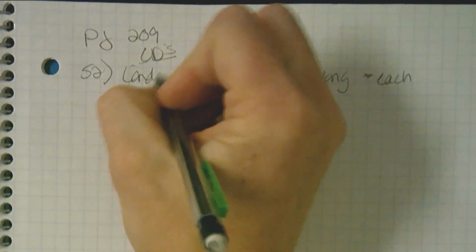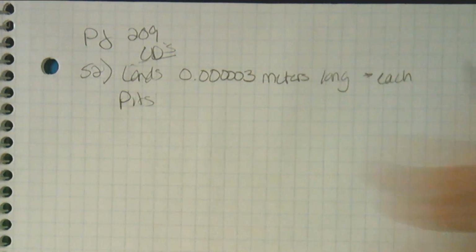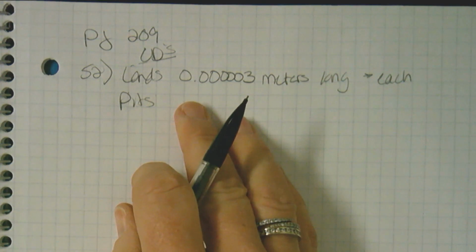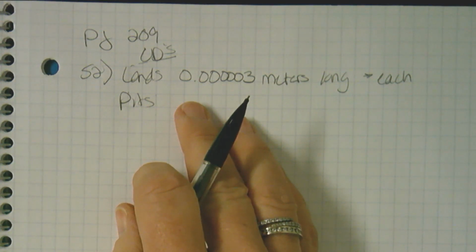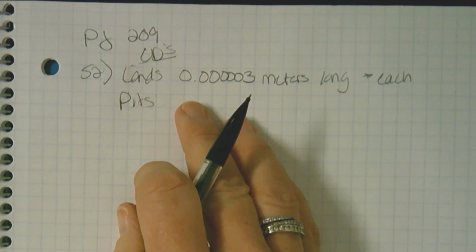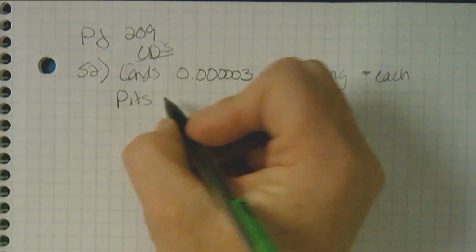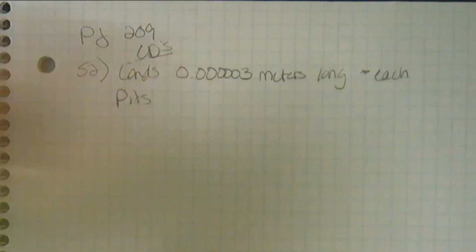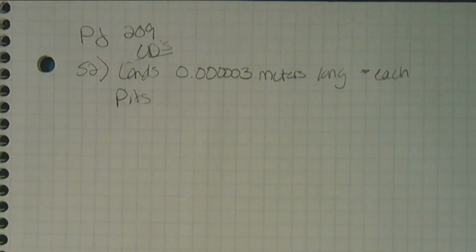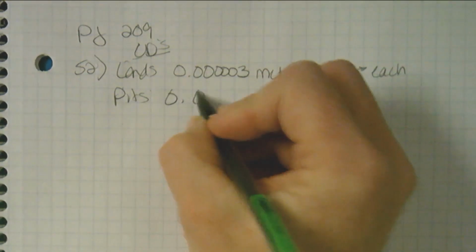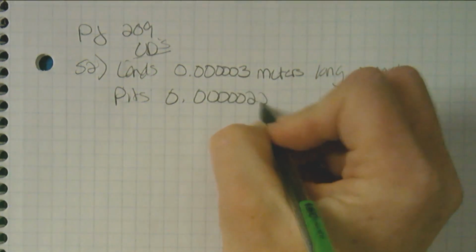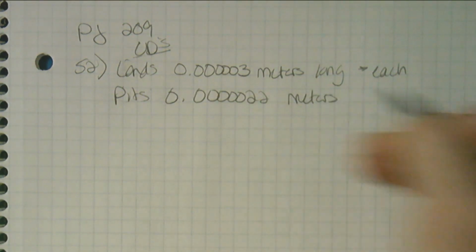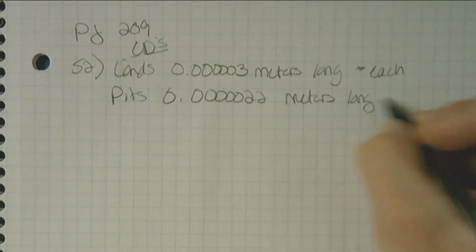Let me flip-flop these. We have lands and we have pits. All right, so it says the space in between are called pits. So each land is this long. The average pit length is 2.2 meters long. And this is each.